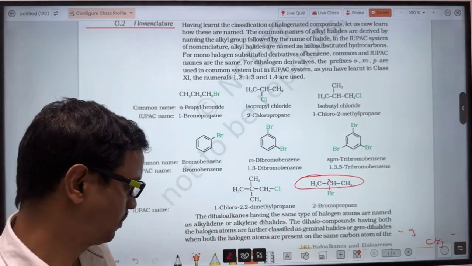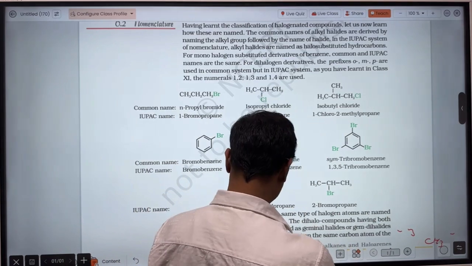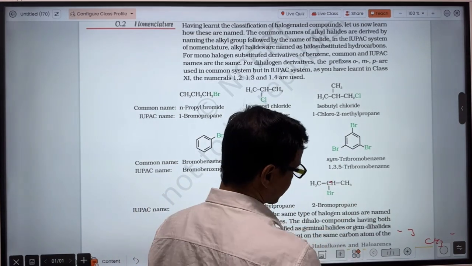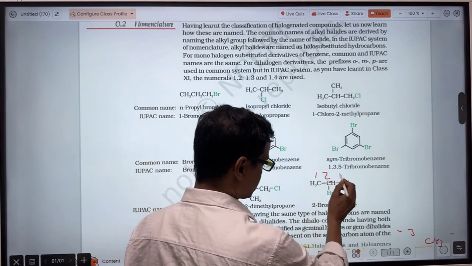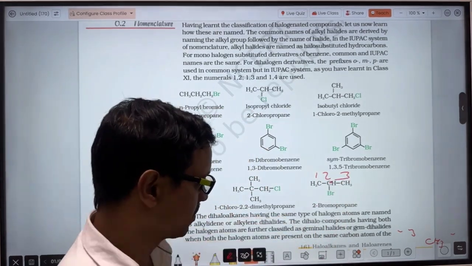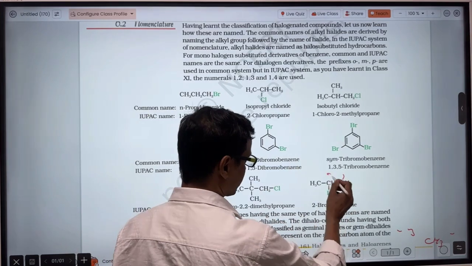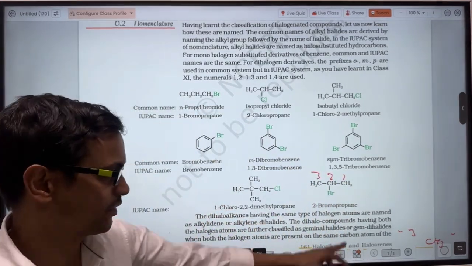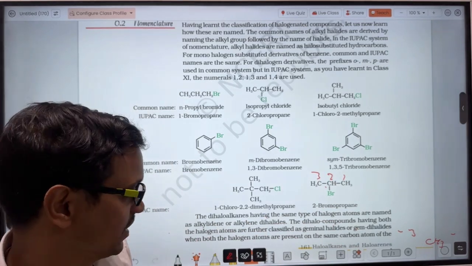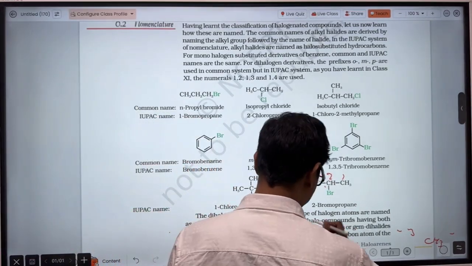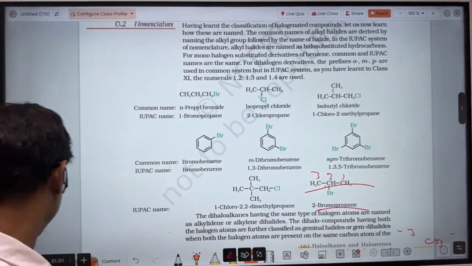Then after that you have to do numbering. You have to do numbering in such a way that this carbon atom will get the lowest position. So that will be 1, 2, 3. From there also, and from this side when you do numbering, it is also the same. So from this side also 2-bromo, and from this side also 2-bromo. So that's why here the IUPAC name will be 2-bromopropane.